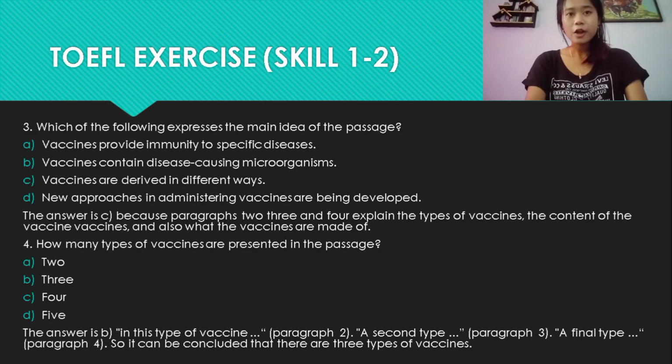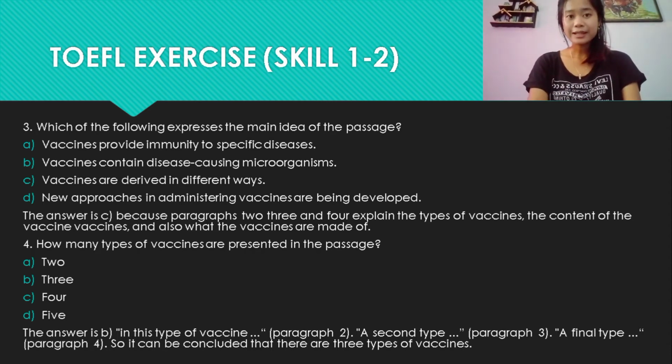3. Which of the following expresses the main idea of the passage? A. Vaccines provide immunity to specific diseases. B. Vaccines contain disease-causing microorganisms. C. Vaccines are derived in different ways. D. New approaches in administering vaccines are being developed.